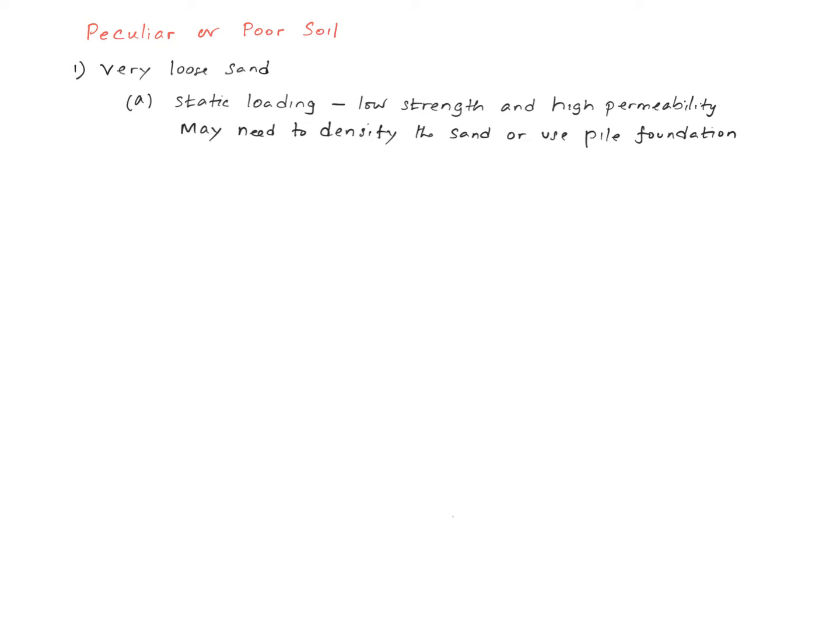Let me also talk about peculiar or poor soil, which is related to the structure. These are the type of soil that could pose challenges in the design. A site containing a denser sand is better than a site containing a looser sand to build structures on. This is because a loose sand has low strength and is highly permeable to water flow. These properties govern the behavior of a structure subjected to a static loading. You may have to densify the soil or use a more expensive pile foundation.